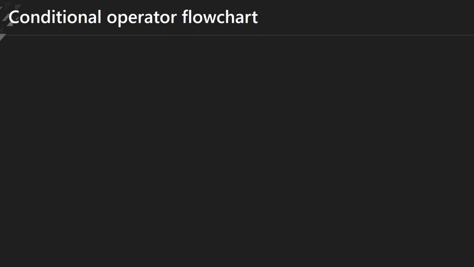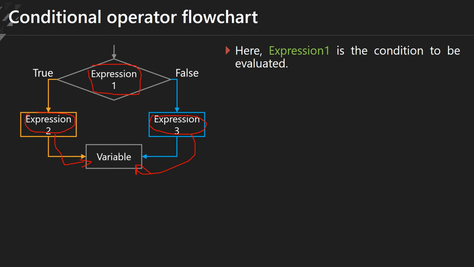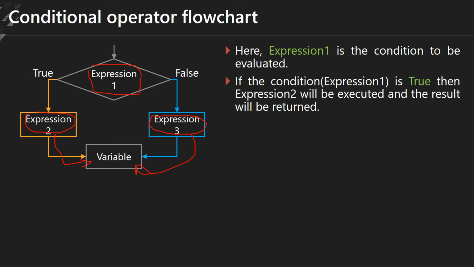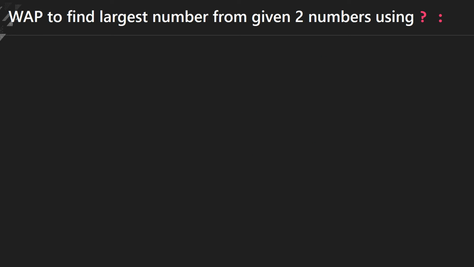So how do you write a flow chart for the conditional operator? You take expression 1. If it is true, expression 2 is evaluated and its result is returned to the variable. If it is false, expression 3 is evaluated and its result is stored in the variable. Here expression 1 is the condition to be evaluated. If expression 1 is true, then expression 2 will be executed and the result will be returned. Otherwise, if the condition is false, then expression 3 will be evaluated.